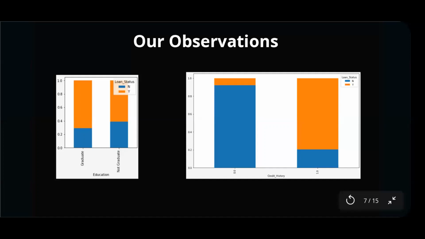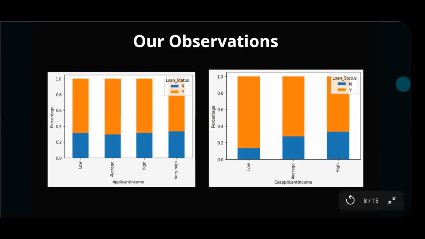And the other part of the graph shows the credit history. It shows a higher number of not approved loans for individuals who have a credit history of 0, which is a bad credit history or credit rating, while it shows more approvals of loans for individuals with a higher credit rating. So this agrees with our earlier hypothesis that individuals with a good credit history would stand higher chances of getting their loans approved. Also, we took other bivariate analysis on other features like the applicant's income and the co-applicant's income.